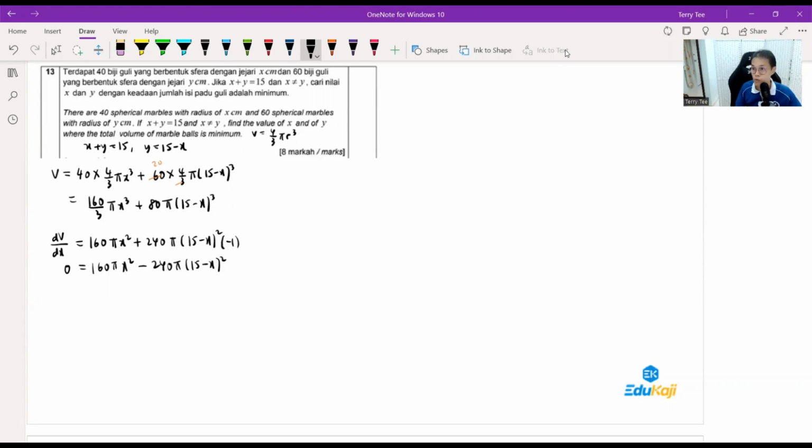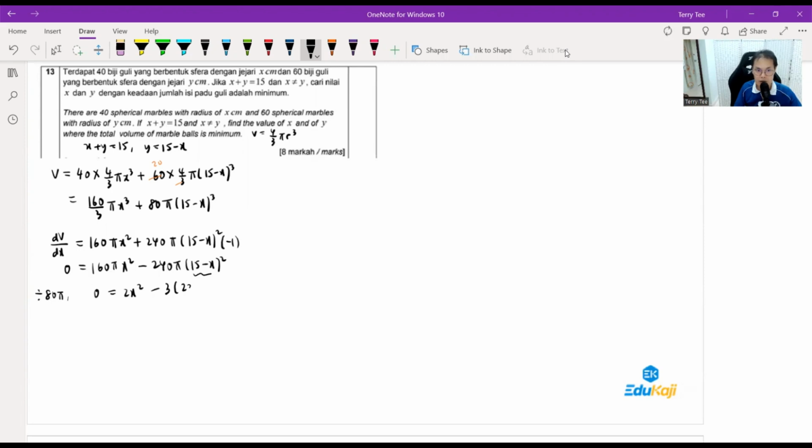We're supposed to solve for x. We know at the minimum dV/dx is 0. Now I don't like the pi, and I think we can actually divide this. So I divide by 80 and pi just to simplify this. This is 2x squared. 160 divided by 80 is 2. 240 divided by 80 is 3. The pi cancels out. So I can expand this bracket.